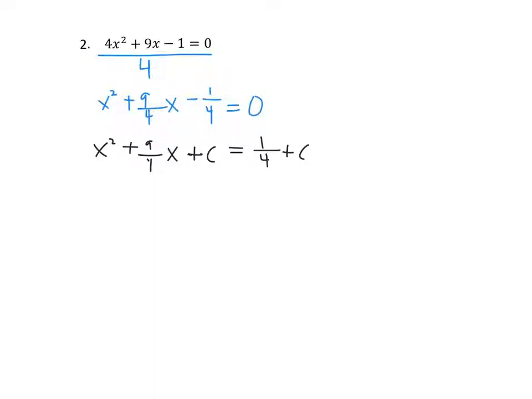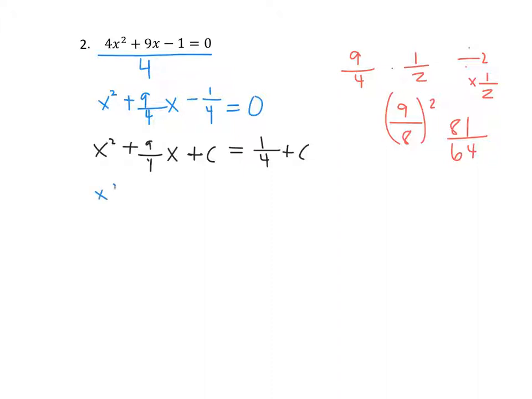Now to figure out c, I'm going to take half of b, so 9/4 times 1/2, right? Same thing as dividing by 2 is multiplying by 1/2. So 9/4 times 1/2 is 9/8. So that's half of b, but then I have to square it. So 9 squared is 81. 8 squared is 64. So 81/64 is what c will be. And I know we have many fractions that we're dealing with here, but bear with me, you can do them.